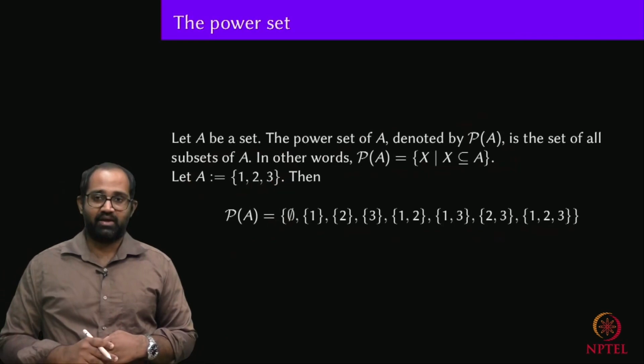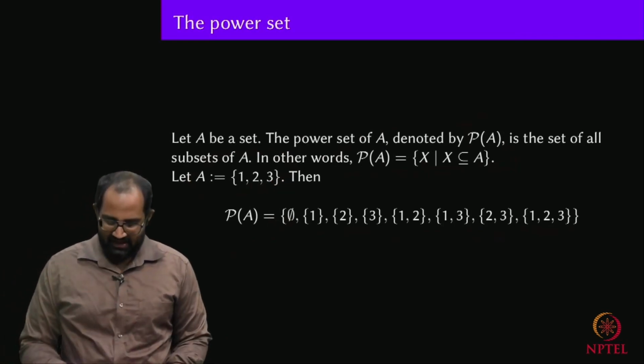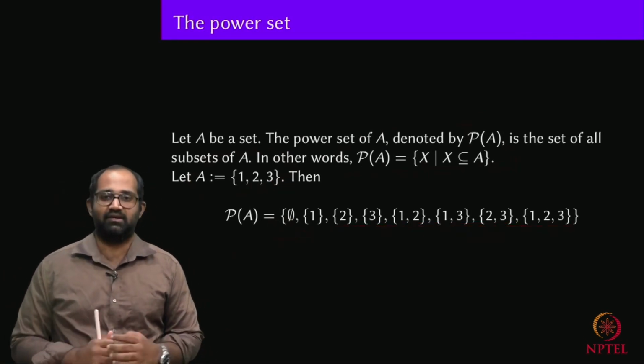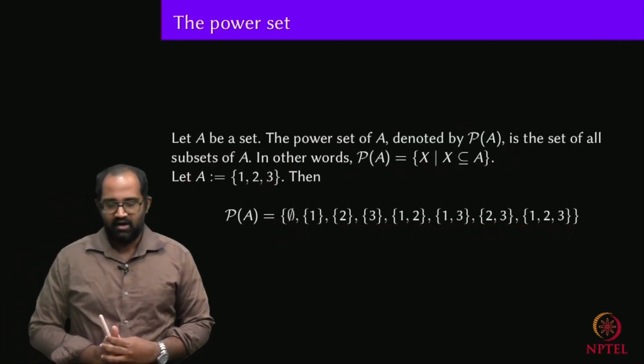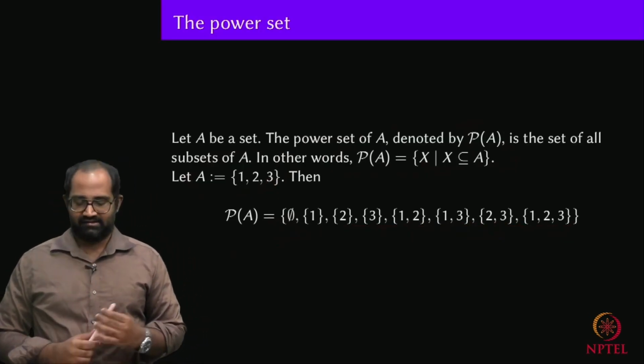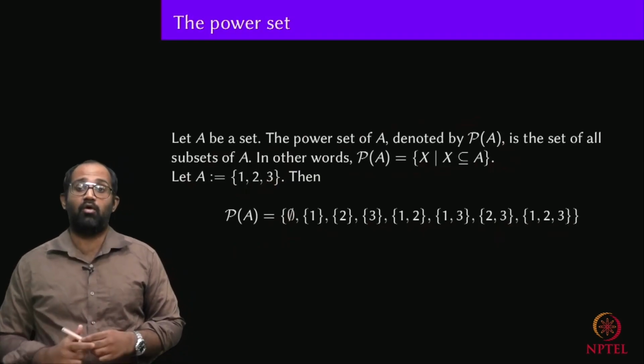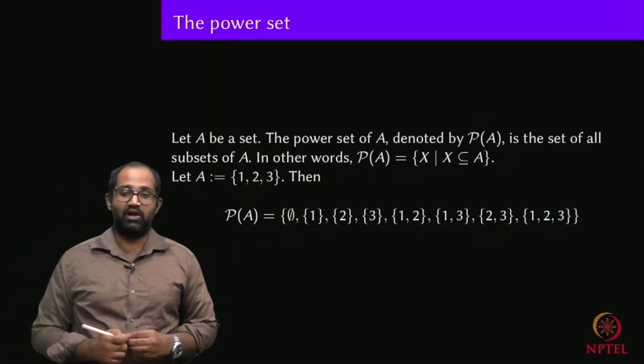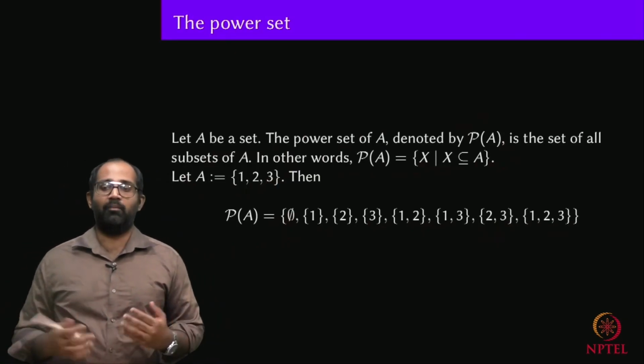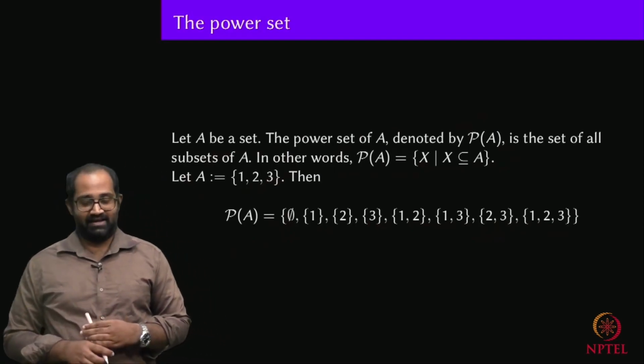As you can count, you will notice that there are exactly 8 elements in the power set of A in this case. You should think about why there are exactly 8 elements, and you should also think about what would happen if A was the set {1, 2, 3, 4} instead. How many subsets will there be for the set A in that event?